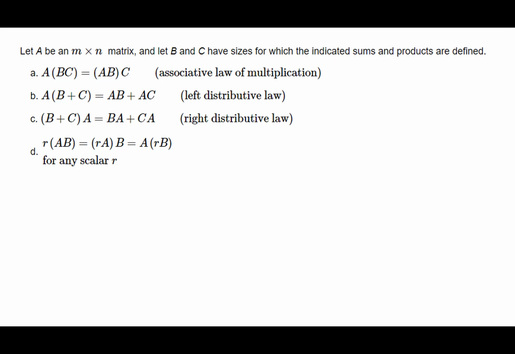You can also distribute, and we call that distributing on the left for property B, and also on the right for property C. So distribution still holds true with matrices. And property D, if R is a scalar multiple, it doesn't matter if you do A times B first and then scale it by R, or scale A by R first, or scale B by R first. Either way, it all is the same thing, just like with regular numbers. You can also do that with matrices and a scalar multiple R.